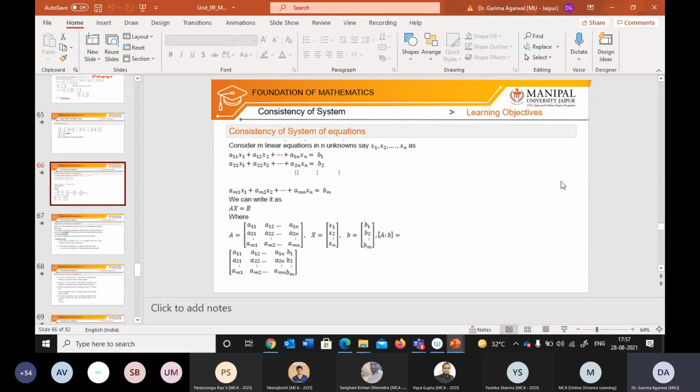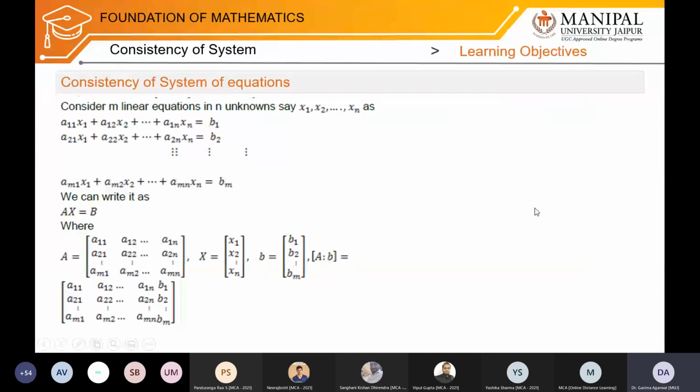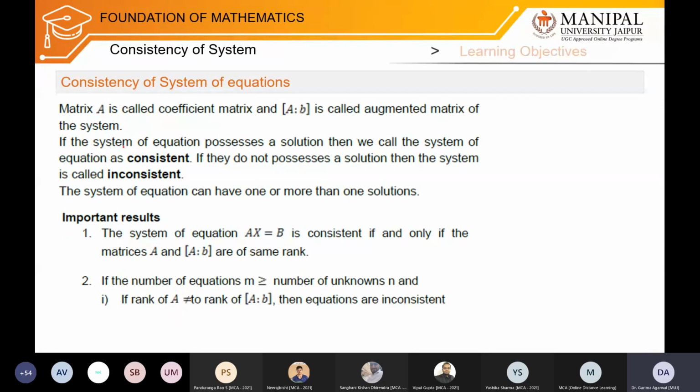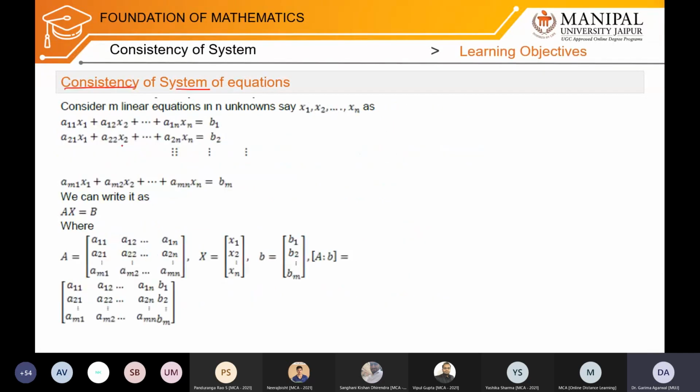First of all, what is the meaning of system here? What are we trying to say by consistency of system? Two terms are new here, I guess. One is consistency and second is system, right? So first of all, what is system? Let's say we have a linear equations like that.